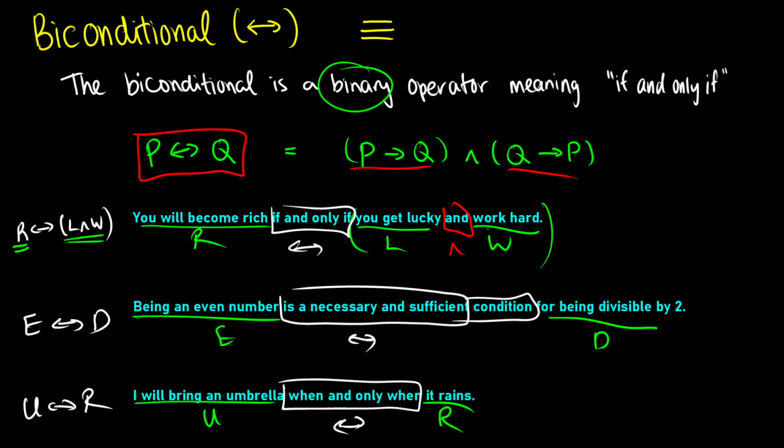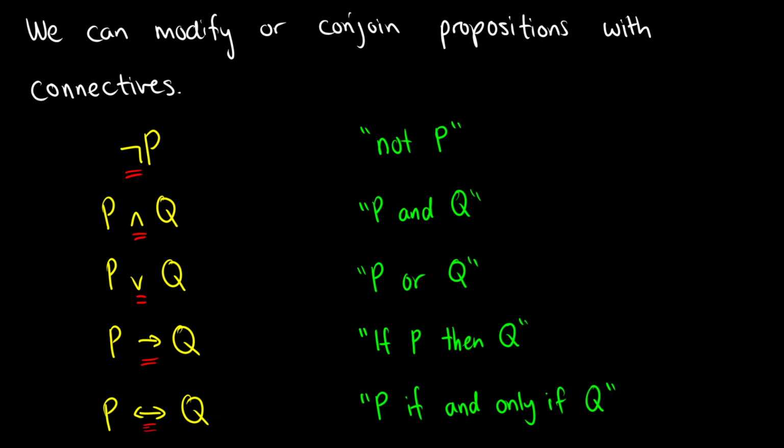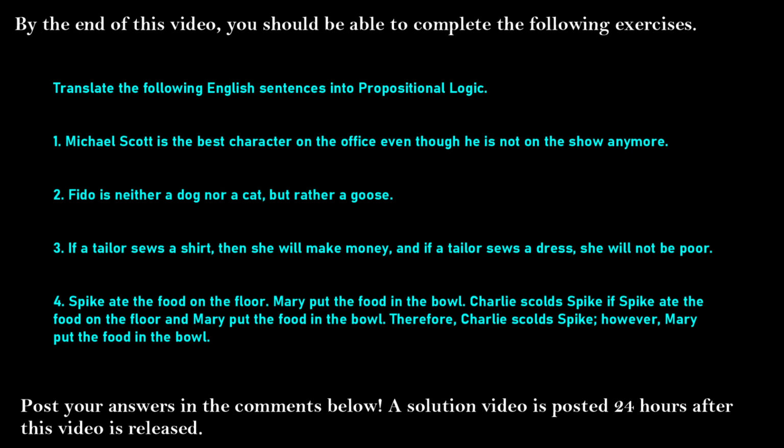So those are the 5 basic operators of propositional logic, and we translated a lot of sentences in this video. So what I want you to do is try to translate the sentences you saw at the beginning of the video here. And within 24 hours, we're going to have the solutions posted, so you can check them then.